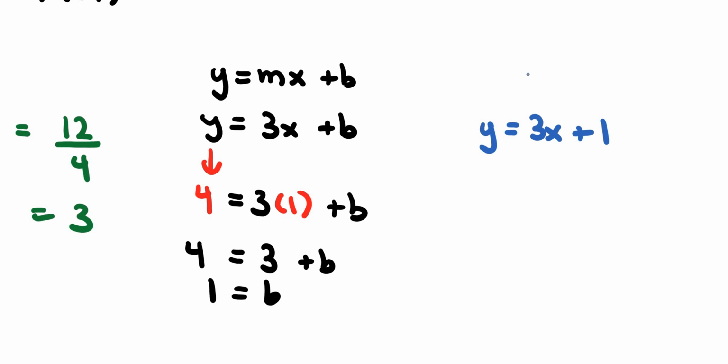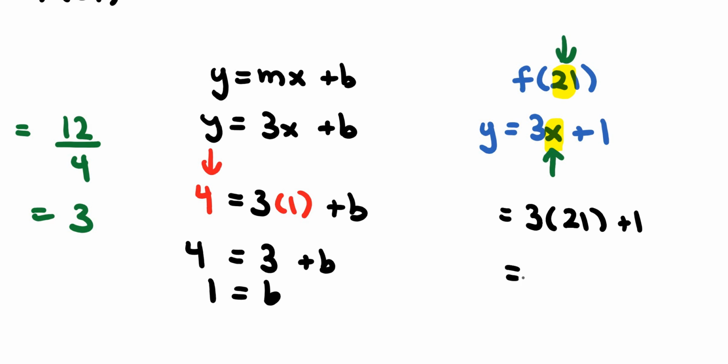All right, now our job is that we need to find f of 21. So what does that mean? What that means is anytime you see an x, this x gets replaced with the 21. So this will be 3 times 21 plus 1. 3 times 21 is 63, I believe, and then plus 1 is 64. Okay, so that's it for that particular question.